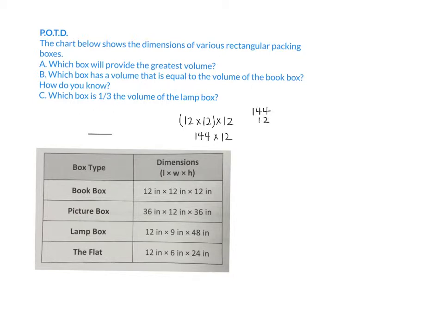Okay, now I can't do that in my head, so I have to write it out using the standard algorithm. What's 4 times 2? 8. What's 2 times 1? Okay, now we're working in the tens. What's 1 times 4? What's 1 times 1? Very good. How many ones do we have altogether? 8. How many tens? 12. So I'll write 2 and I'll regroup one of them. How many hundreds? How many thousands? 1. So what's the volume of the book box? 728 cubic inches. Cubic inches.